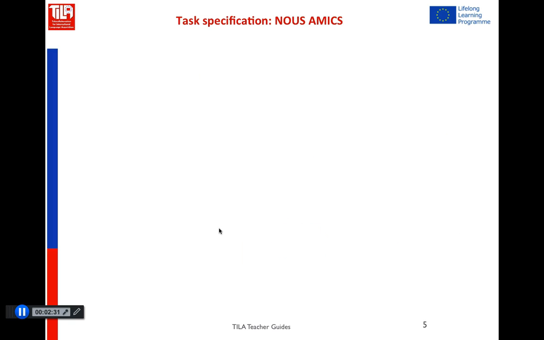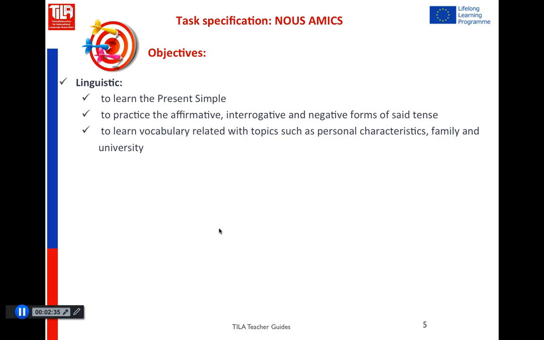Task specification. Objectives. The linguistic objectives were to learn the present simple, to practice the affirmative, interrogative, and negative forms of said tense, to learn vocabulary related with topics such as personal characteristics, family, and university.